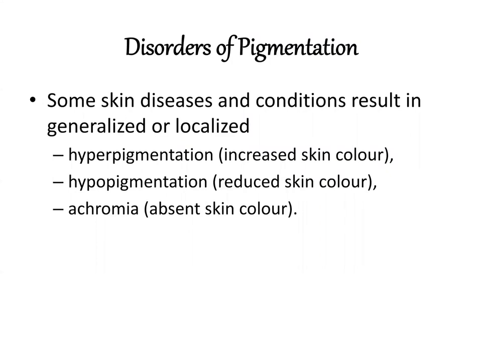Disorders causing generalized pathological pigmentary changes can be hyperpigmentation, hypopigmentation, or complete absence of skin color, like in vitiligo. In hyperpigmentation, there is increased color. In hypopigmentation, there is reduced color, but still there may be some color.